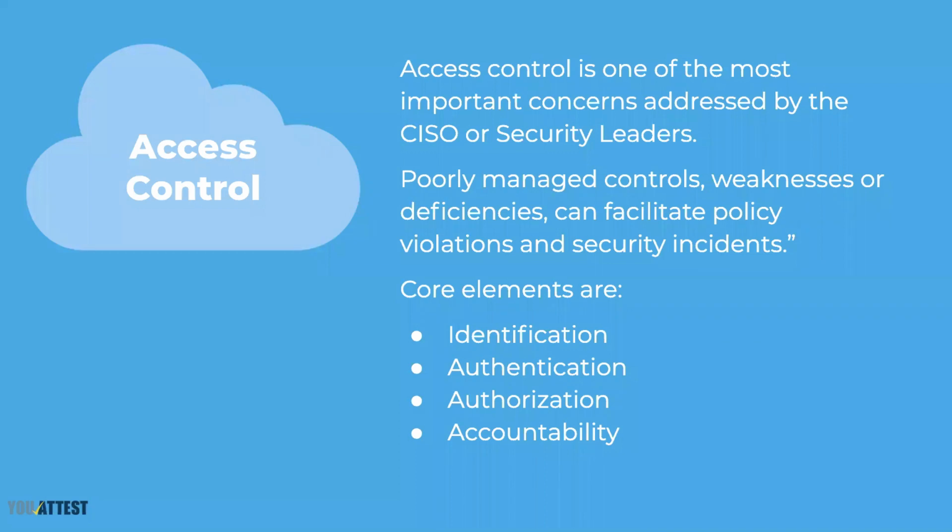Whether you're talking about data or applications, it is incredibly important. Paramount actually might be a better term for an organization to ensure proper access controls and related processes are in place. The statement here, access control is one of the most important concerns addressed by the CISO or security leader. I mean, it is. It truly is. It really can't be stated in any other way. Poorly managed controls, weaknesses, deficiencies can all facilitate violations of policy as well as security incidents. And we all know security incidents can be small or they can be absolutely huge. Access controls are the basis for protecting assets and, more importantly, the organization that owns them.